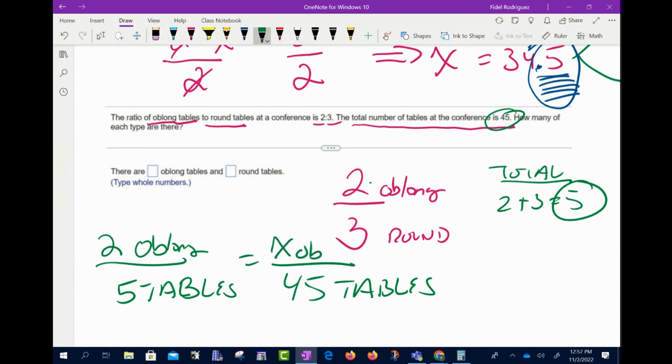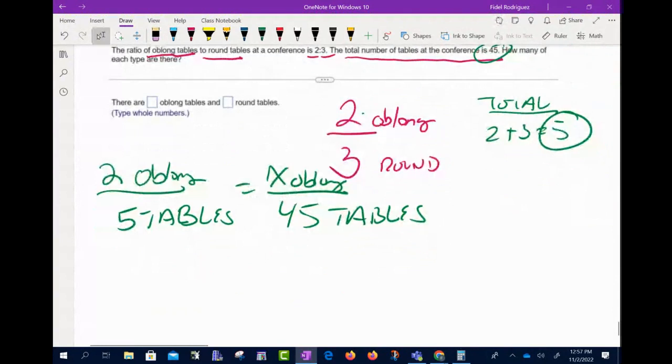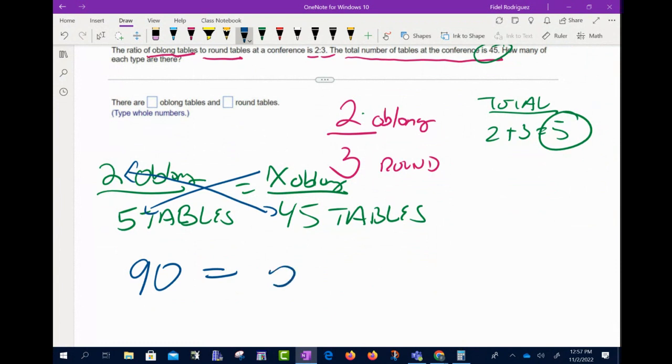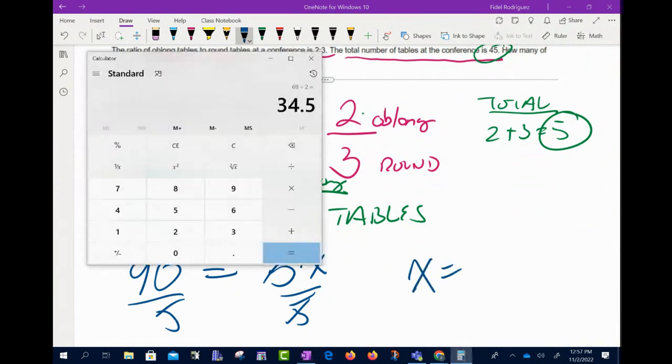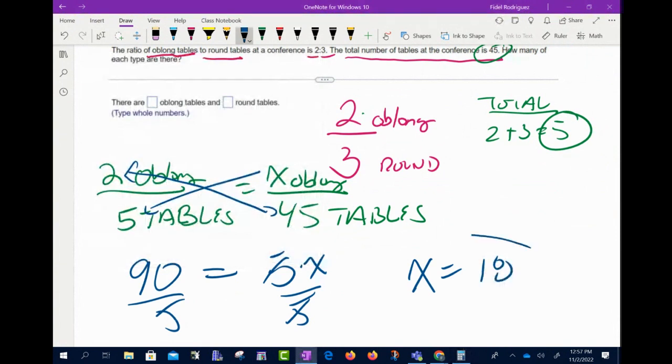We want to know how many are oblong, right? Like oval. Okay, and I would tell my students, look, let's cross multiply again. Look, 2 times 45. And sir, can I get my calculator? No, come on, guys. We can do 2 times 45, right? And then what about 5 times x? So look, that's just a 5x. So we would divide both sides by 5, right? And we'd say, look, what's 90 divided by 5? We'd come up with a total of 18. So there's 18 oblong tables, right?